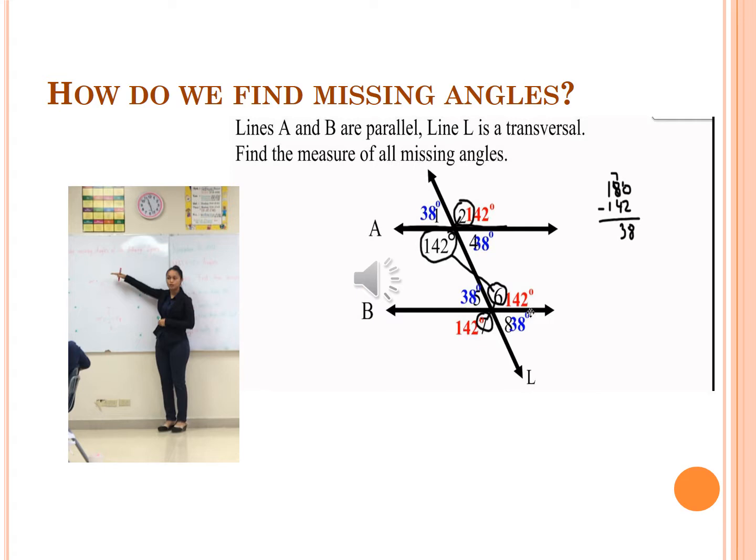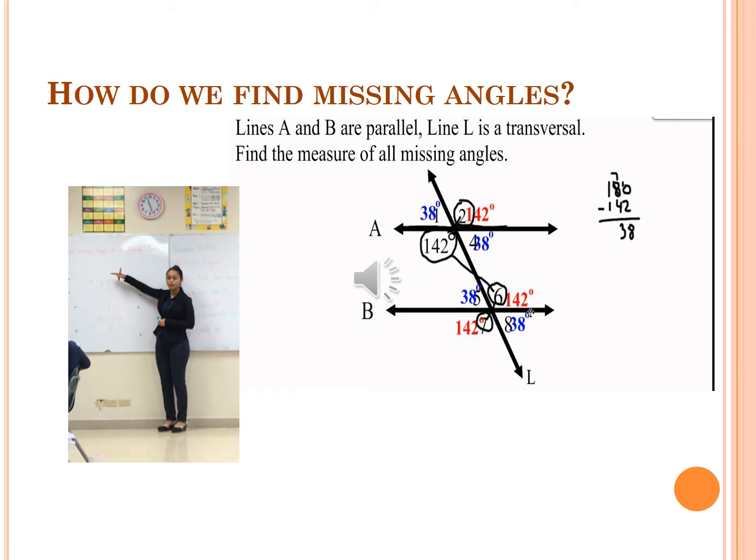So let's analyze: lines A and B are parallel lines. But what are parallel lines? They are lines that never intersect each other. Then we have line L, which is a transversal. Find the measure of all missing angles.